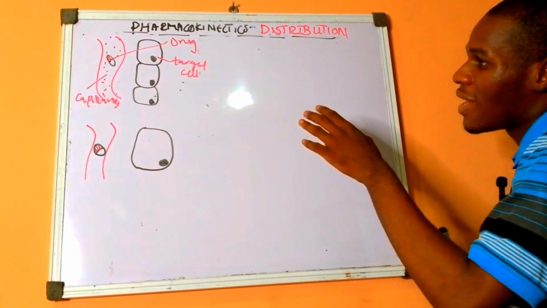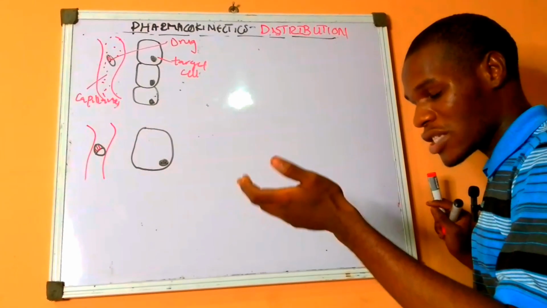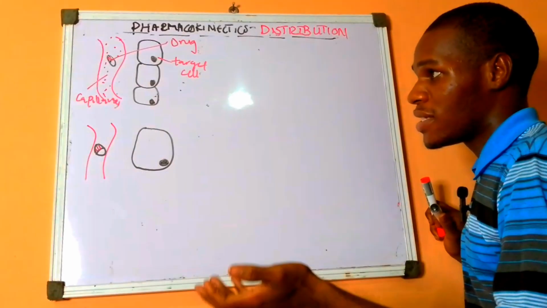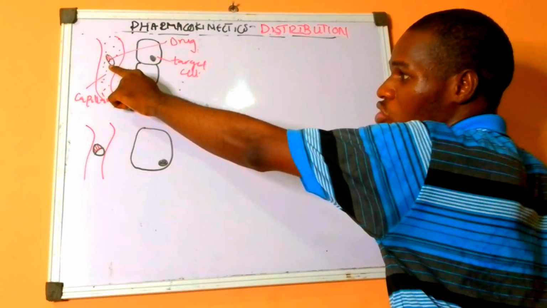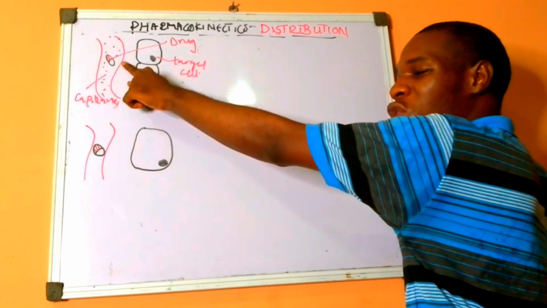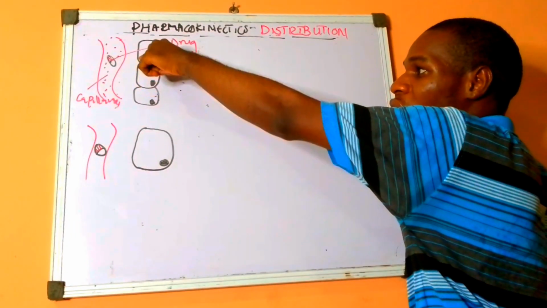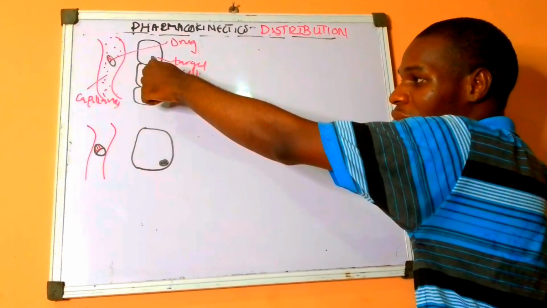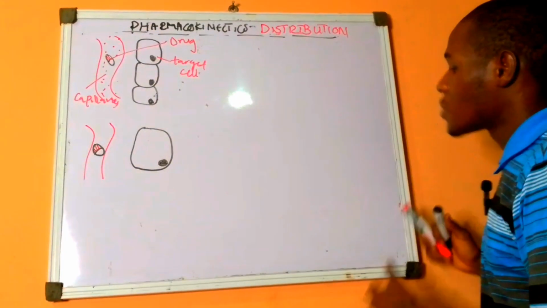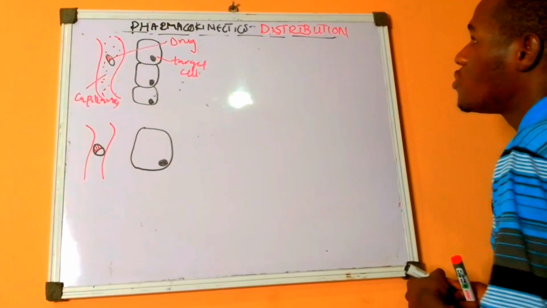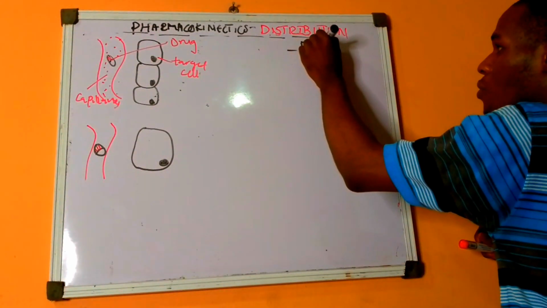There are several factors that can affect this distribution of the drug. From our drug absorption class, I spoke about transport mechanism. The transport mechanism can affect the distribution of the drug because the drug also has to cross the endothelial cells of the blood capillaries and also cross the cell membrane of the cells to get inside the cell or bind to certain receptor proteins at the cell surface. So one of the factors that affects drug distribution is blood flow.